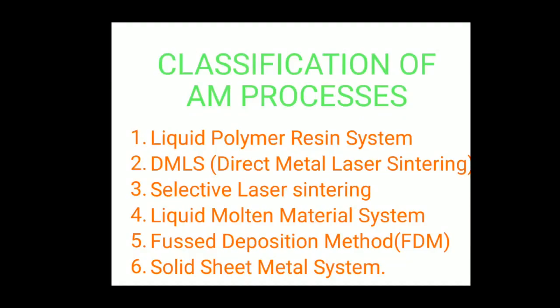Today's session is classification of additive manufacturing processes. There are 6 classifications in the additive manufacturing process. Number 1, liquid polymer resin system. Number 2, direct metal laser sintering. Number 3, selective laser sintering. Number 4, liquid molten material system. The fifth one is fused deposition method. The last one is solid metal system.